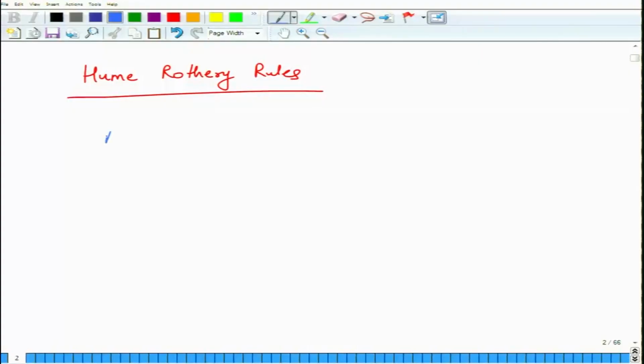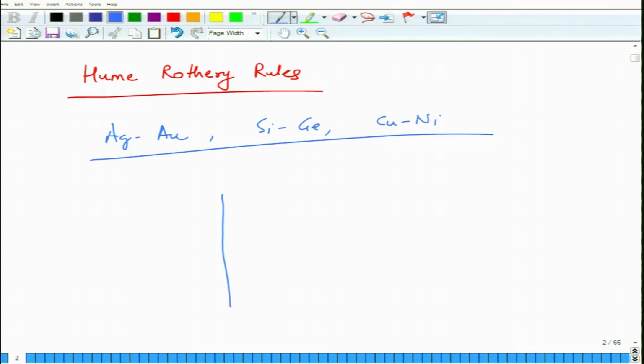So the examples which we took were gold, silver, silicon, germanium, and copper, nickel. These are solid solutions basically. If you look at, for example, the phase diagram of silicon germanium, this is the composition axis, percentage germanium from 100% silicon to 100% germanium. This is the temperature axis.